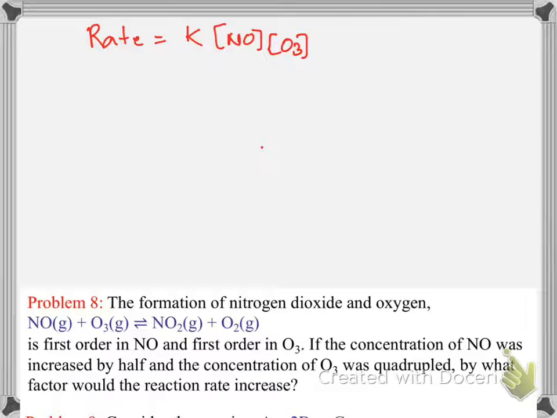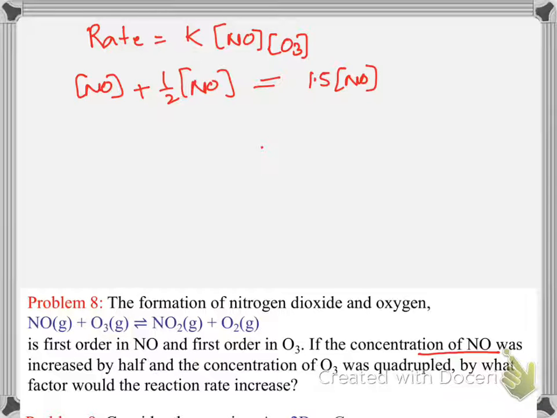Now if the concentration of NO was increased by half, so here is the concentration of NO, now it is increased by half, that means the new concentration will be 1.5 times NO. We're talking about concentration. Similarly, they said if the concentration of ozone was quadrupled, that means if the concentration of ozone is O3, then quadrupled means 4 times O3.